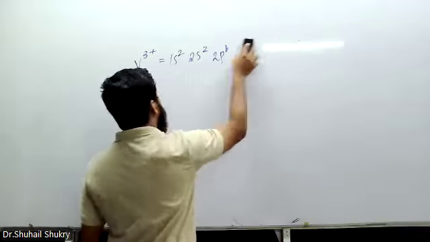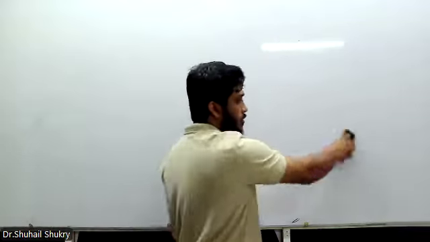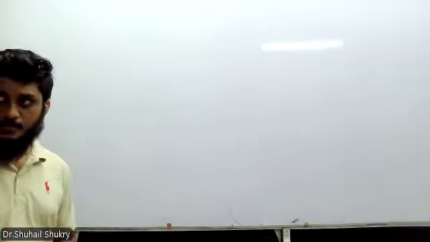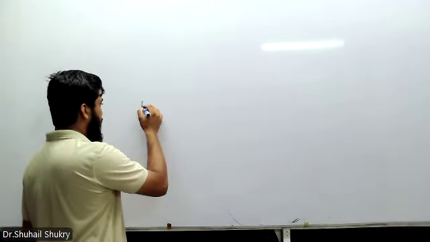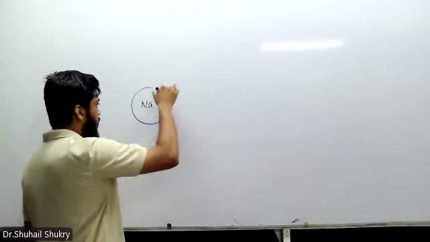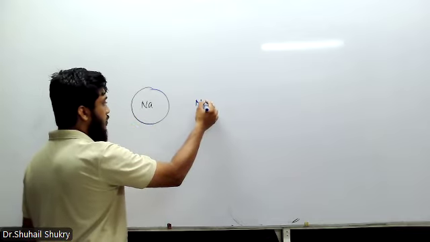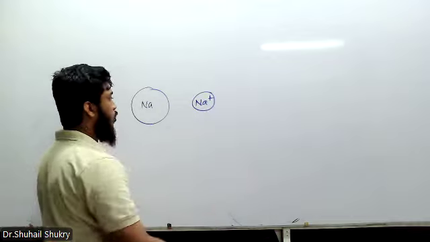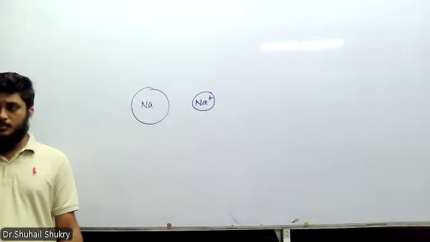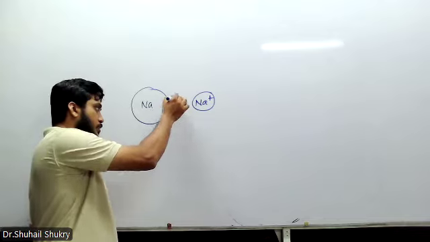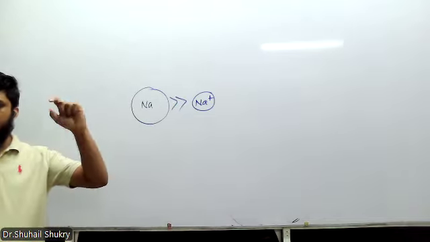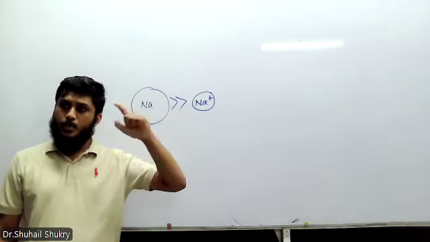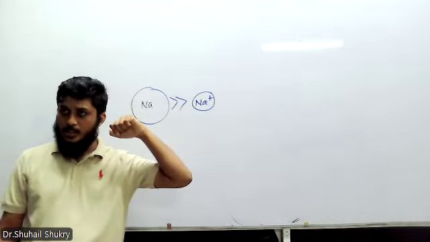Now remember, when an electron is removed, what happens? Sodium is there. When sodium removes an electron, it will shrink. Sodium plus is much smaller. Because when they remove an electron, they become even smaller. Why? Because the outer electron is removed.